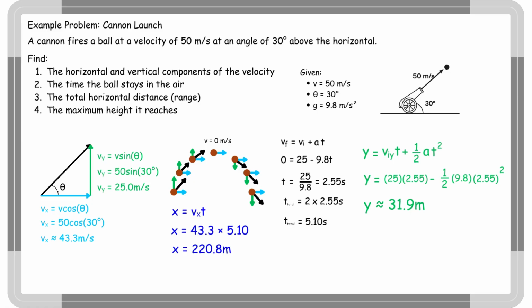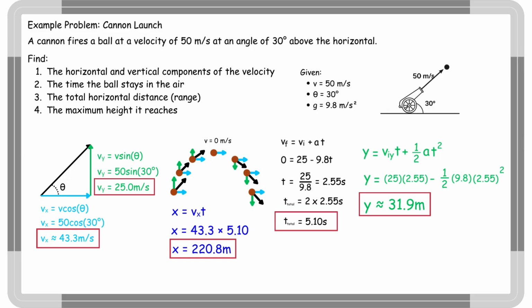So, here are our final answers. Horizontal velocity, 43.3 meters per second. Vertical velocity, 25 meters per second. Time in the air, 5.10 seconds. Range, 220.8 meters. Maximum height, 31.9 meters.